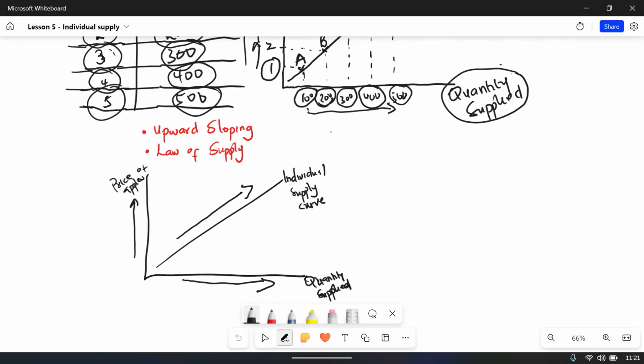This is all that we have for our lesson on individual supply. Our next lesson will be on market supply.